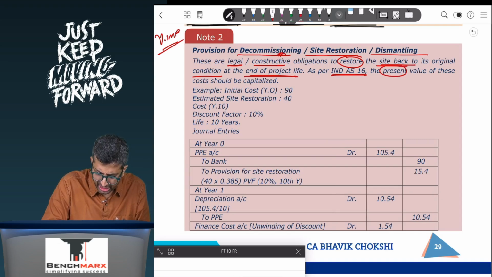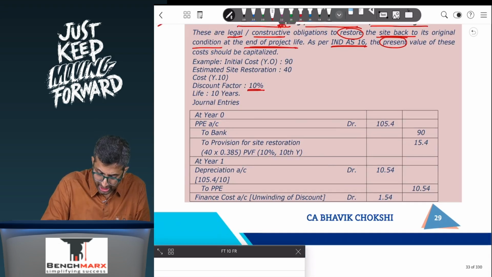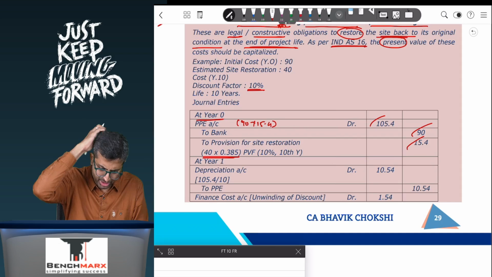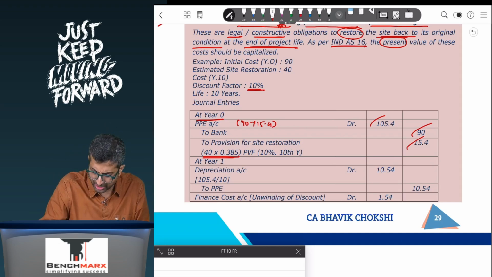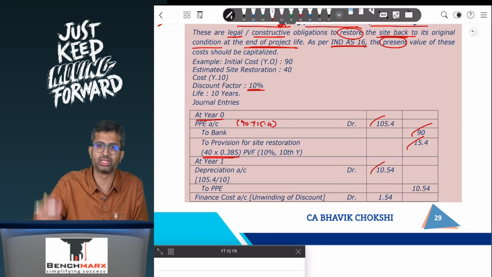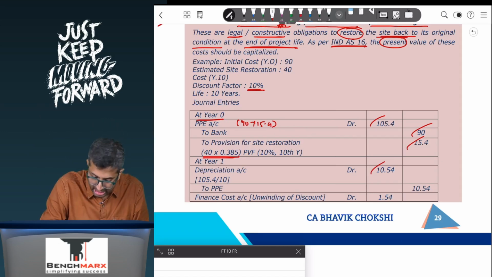So, here this is 90 and 40, we had taken 50 and the discount factor is 10%. Initially at year 0, PPE account debit to bank, 90 you have spent and the present value of 40 you took. So, your total cost will be 90 plus 15.4 over here in this example, which came to 105.4, and depreciation in each year will be 10.54, thereby your asset will come down to a zero balance.